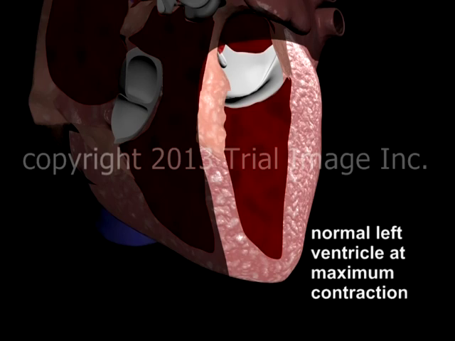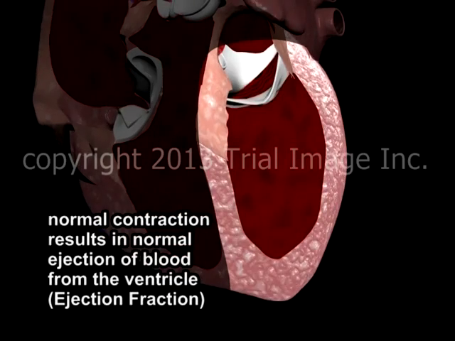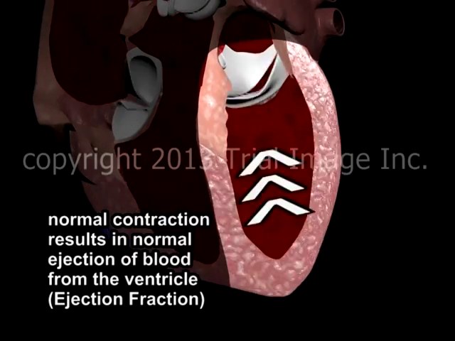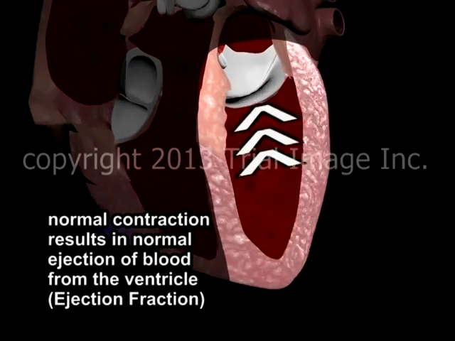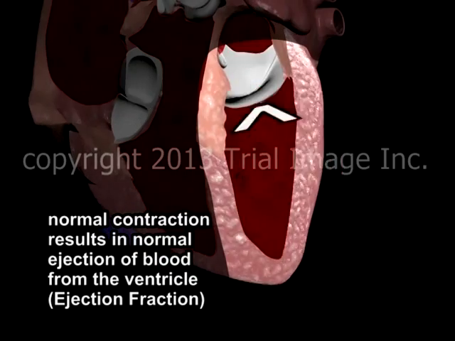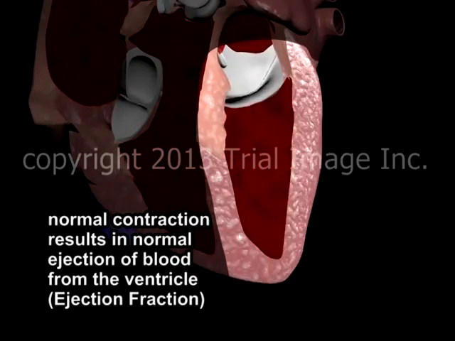The percentage of blood ejected from the left ventricle with each contraction is known as the ejection fraction. A normal ejection fraction is 50 to 65%. In other words, 50 to 65% of the blood contained in the left ventricle just prior to each contraction is ejected into the aorta.